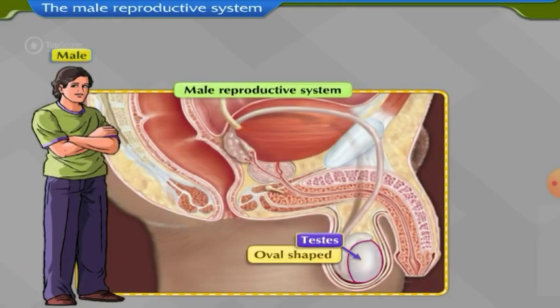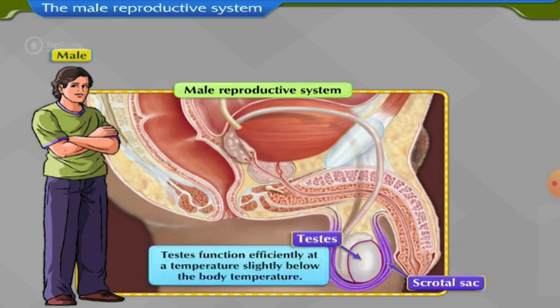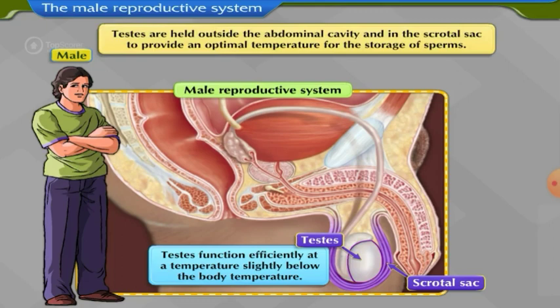Testes are oval-shaped organs that lie outside the abdominal cavity of a man. They are enclosed in a small, thin-walled, muscular pouch called the scrotum or scrotal sac. Testes function efficiently at a temperature slightly below the body temperature. Hence, they are held outside the abdominal cavity in the scrotal sac so as to provide an optimal temperature for the storage of sperms.